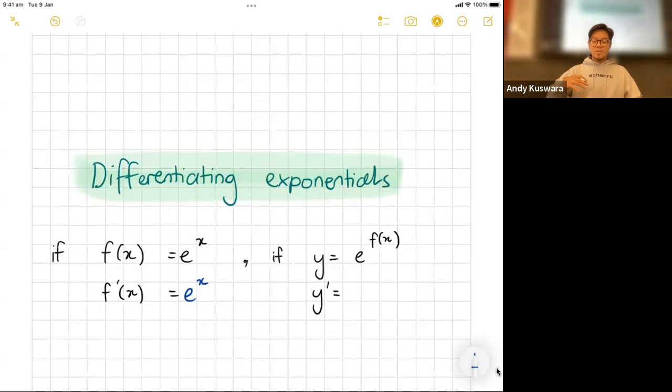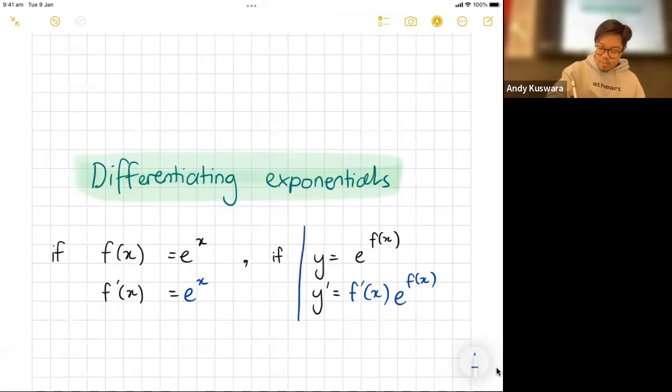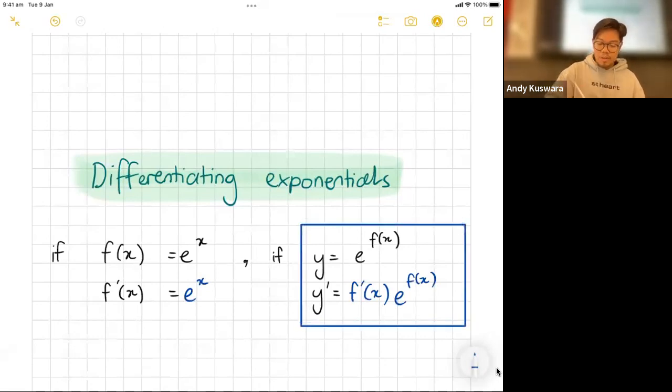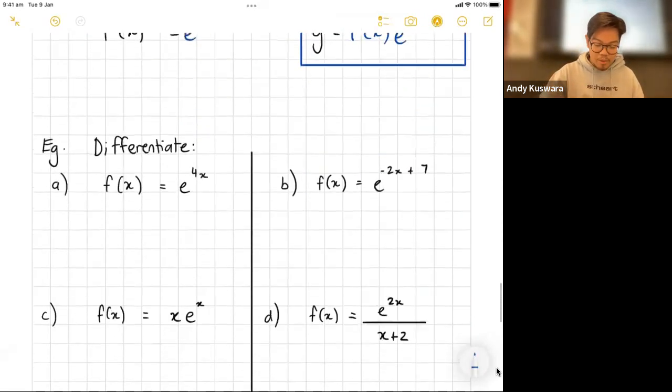Now, if your exponential is a little bit more fancy than e to the x, you're going to have e to the some sort of function of x. What happens is your y dash becomes the derivative of your function, that's kind of the power, and then your e to the f(x) remains the same, okay? So the one here on the right, that's what you get in your reference sheet. The one on the left is just kind of like common knowledge, okay? So that's what you'll be given in your reference sheet. Now, let's hit some examples.